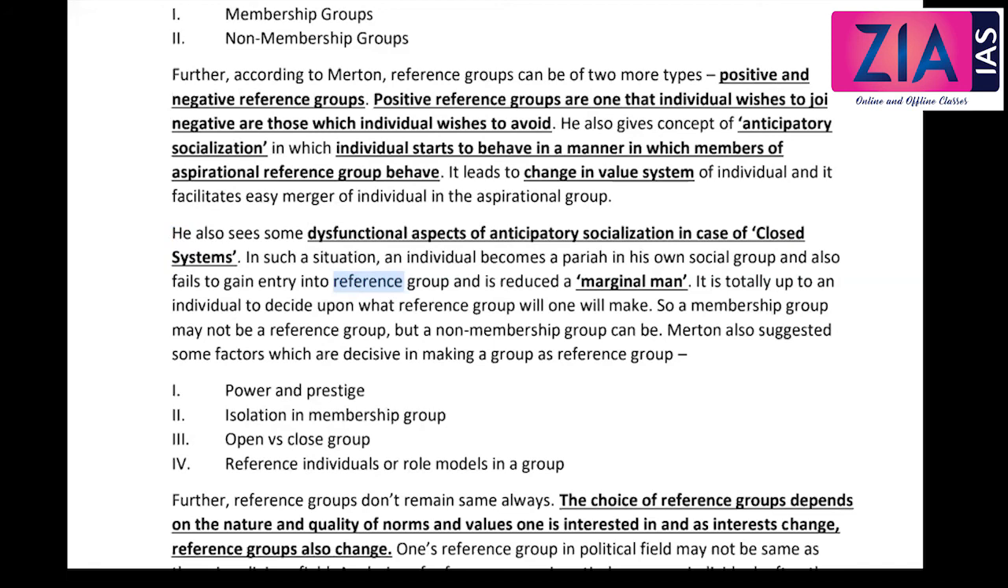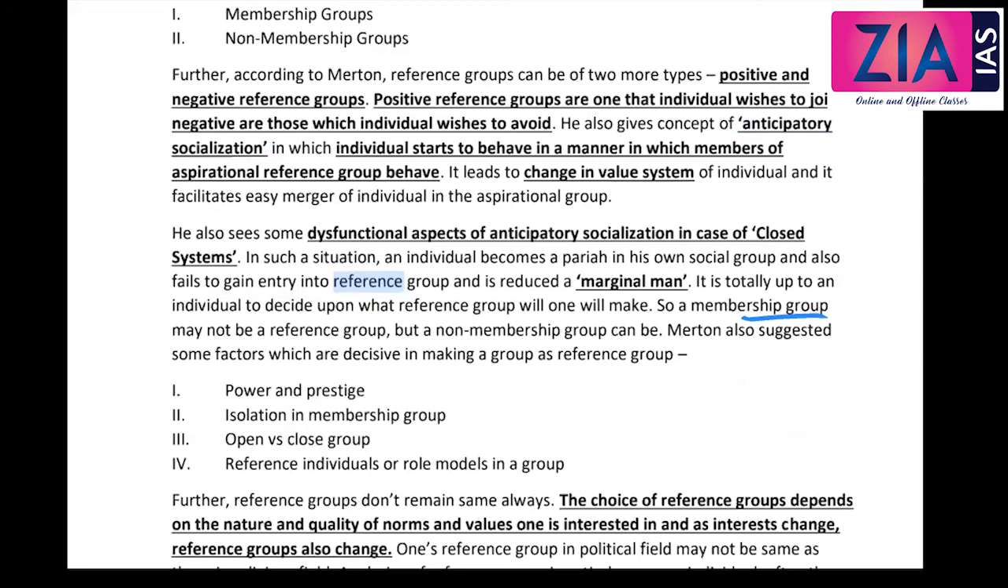In such a situation, an individual becomes very demotivated, and he will be alienated in his own social group. Why? Because you are already socializing in a different world with respect to a different group. So you are totally cut off from your own social group and also fail to gain entry into the reference group. You want to become a part of that, and you are cut off from here, and you're standing in between. You cannot go up and you cannot come down either, right? So that is the situation. So a membership group may not be a reference group, but a non-membership group can be.